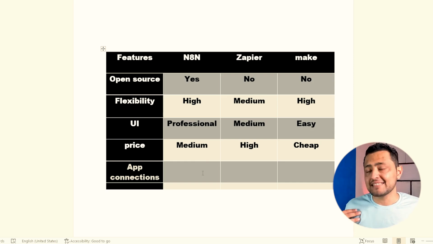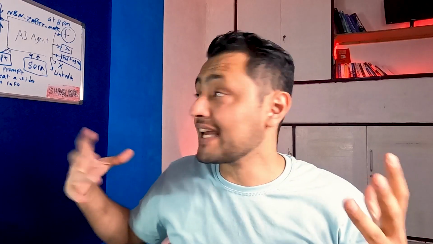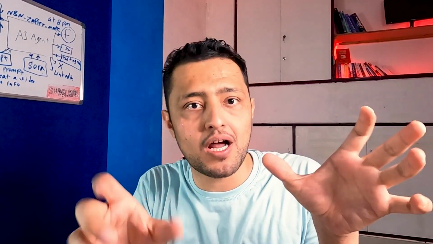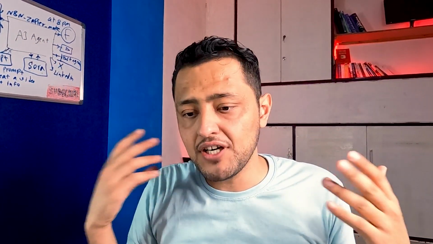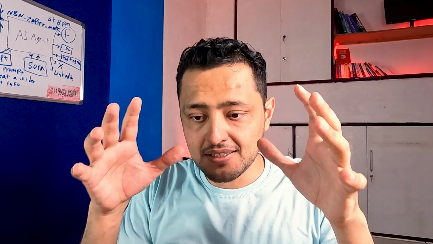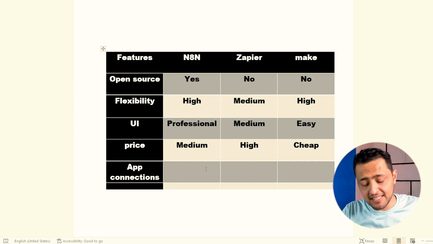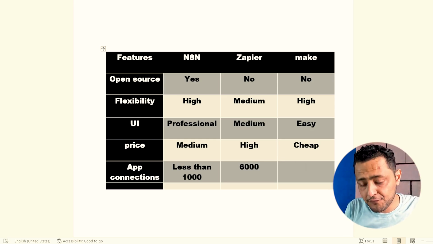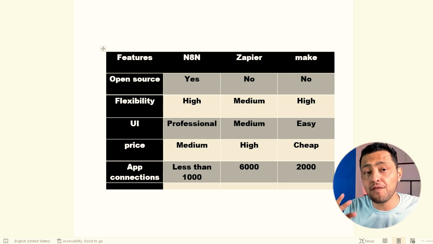What is app connection? There are so many apps. Again, can you remember that chart that I drew for you? Each block is an app, like ChatGPT, Sora, Instagram, YouTube. Every one of them is an app that these AI agents connect together. For n8n, it was less than, I guess, 1,000 apps. For Zapier, it was almost 6,000 apps. It's too much. And for Make, it was almost 2,000 apps.